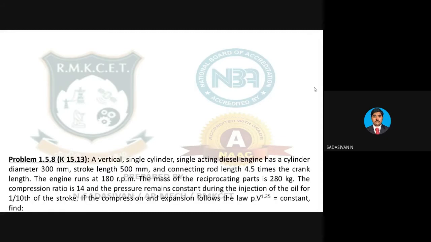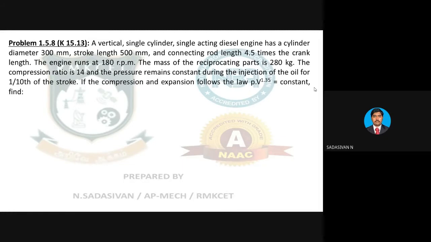Directly. Let's read the question. A vertical single cylinder, single acting diesel engine has a cylinder diameter of 300 mm, stroke length of 500 mm, and the connecting rod length is 4.5 times the crank length. The value is not given directly, it is given indirectly. Connecting rod is 4.5 times longer than the crank length, which means small l is equal to 4.5 into R.